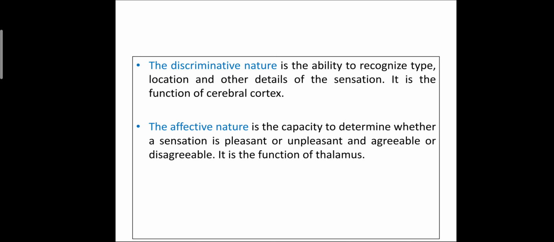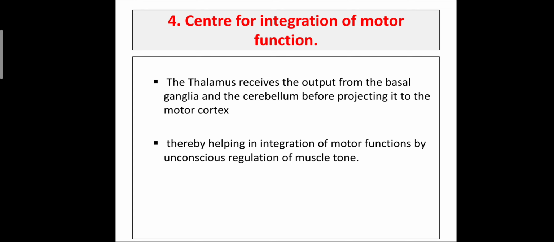Discriminative nature is the ability to recognize the type, location, and other details of sensation. It is the function of the cerebral cortex. Affective nature is the capacity to determine whether a sensation is pleasant or unpleasant, agreeable or disagreeable. It is the function of the thalamus.